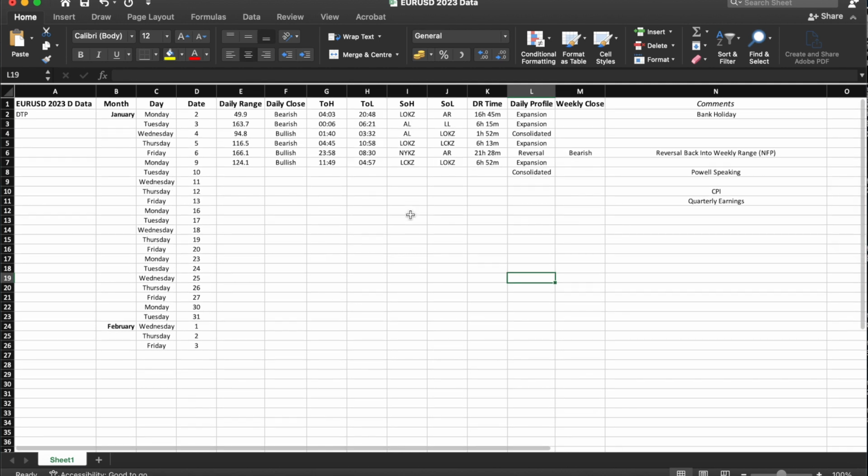Some little things I quickly like to touch on. AL means Asia lunch, right? I've included that because that's that window between the Asia range and London actually starting. 2 hour window. LL is London lunch, London Open Kill Zone, New York Kill Zone. AR is the Asia range itself, and the London Close Kill Zone, London Open Kill Zone, right?